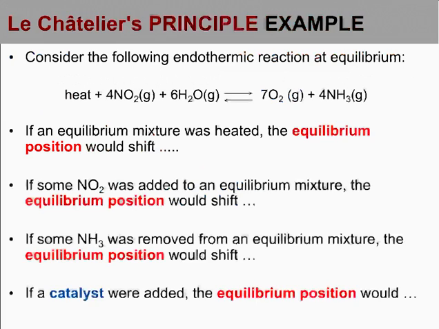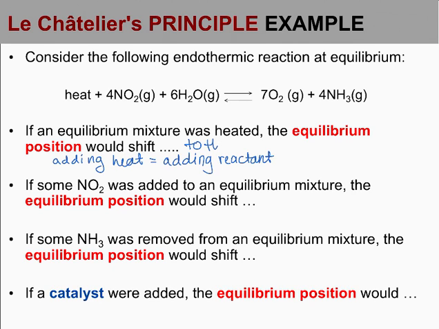So what if we heat this reaction? We're adding heat, that means that we're adding a reactant. So what would happen? Which position would the equilibrium shift towards? Would it go towards the left or towards the right? If we're adding more reactant, so more heat, that means this would shift to the right, so towards products.